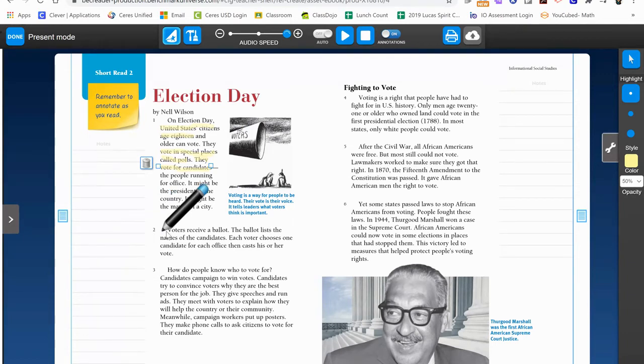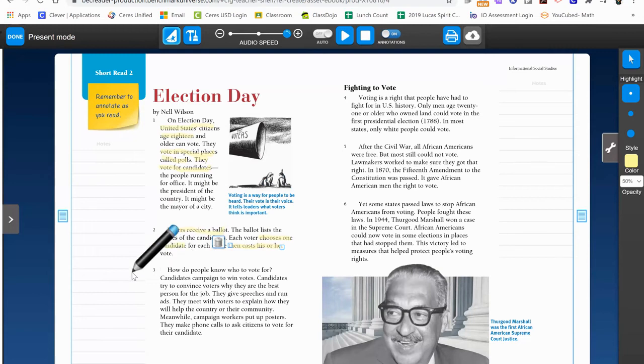Voters receive a ballot. That is the paper that they vote on. They also choose a candidate. They have to choose one person, one candidate who's running for office. And then they cast their votes. To cast a vote means to turn it in. So that is how they vote. That's the process. The third paragraph, right away I see the first sentence.